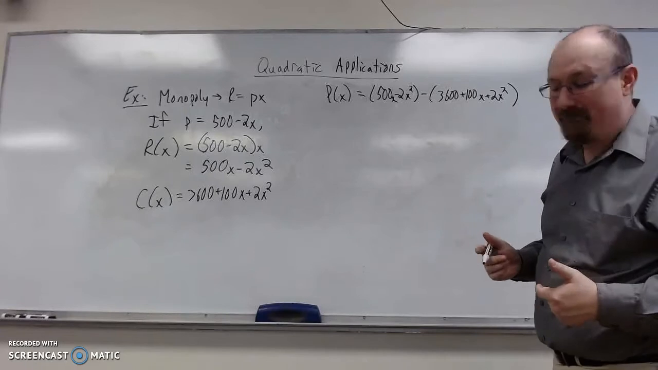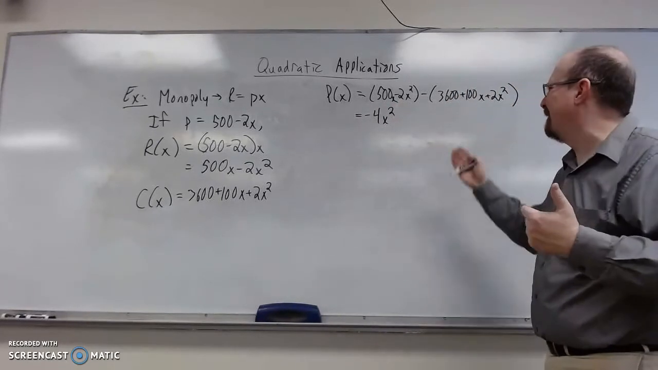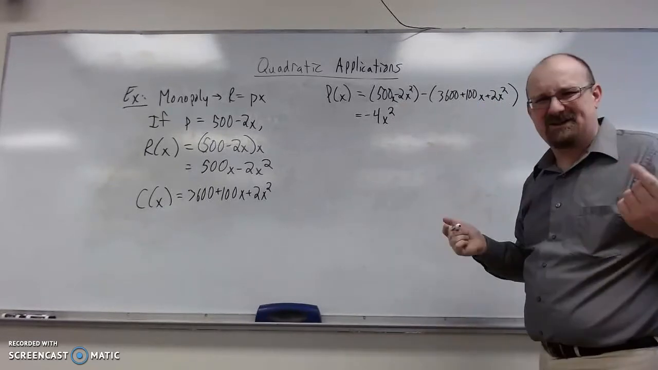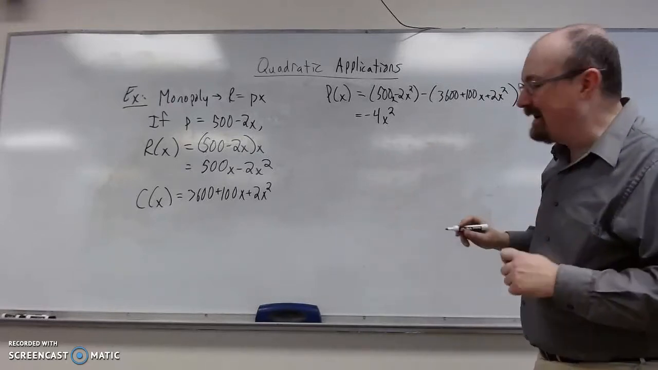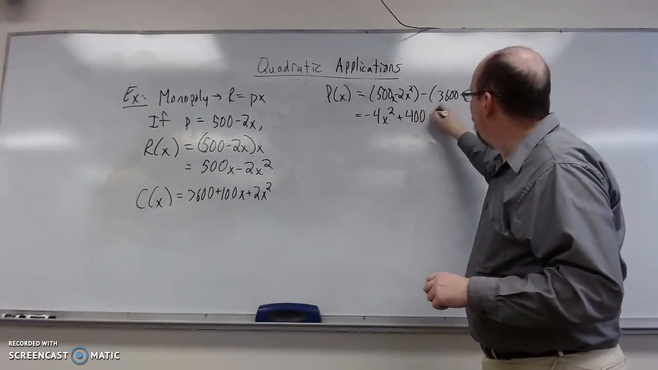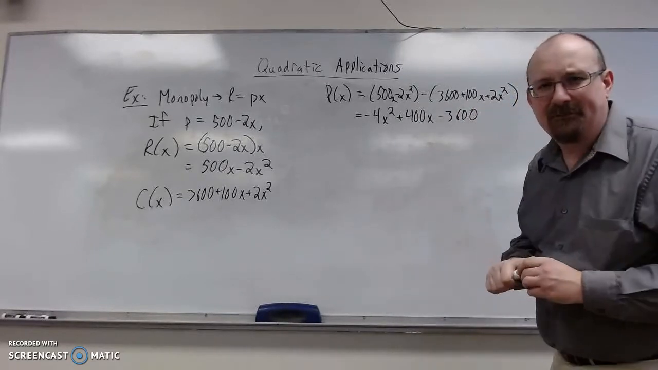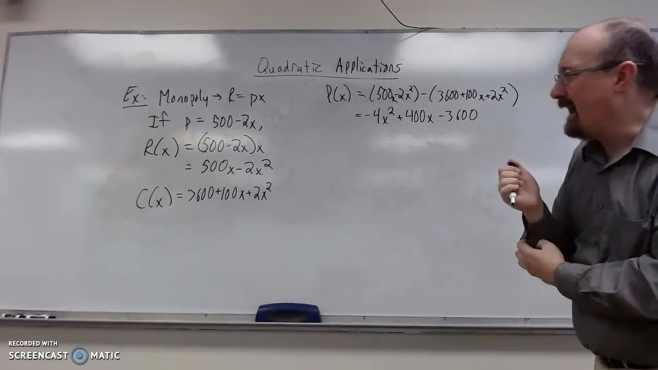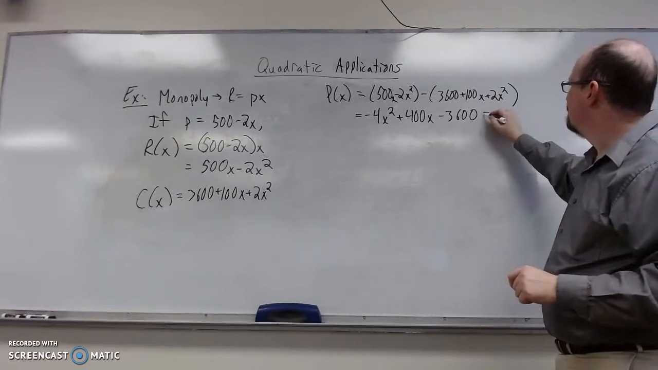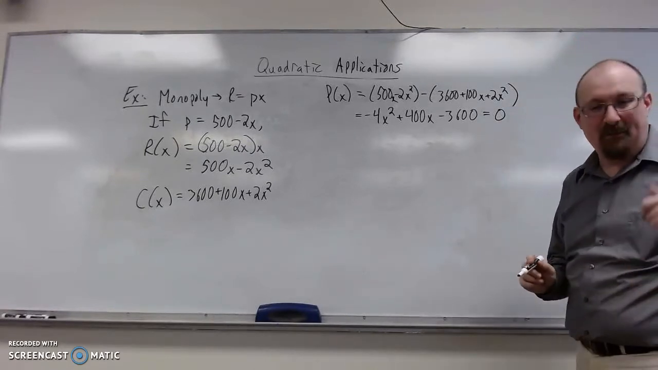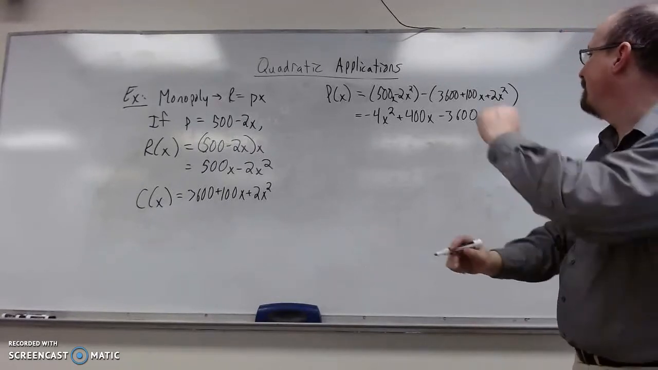When we pound out all of the algebra, my profit function, again, I like arranging it with the x squared terms toward the front, though the examples in the notes leave them in the back. So we have negative 4x squared plus 400x minus 3,600. Okay, so we're asked to find the break-even point. We're also asked to find max profit and where it happens.